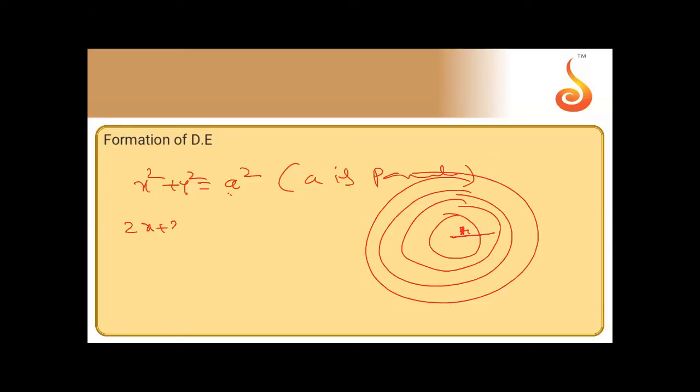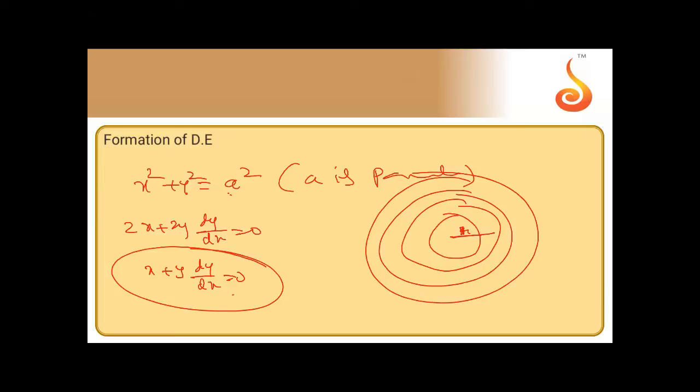2x plus 2y dy by dx equal to 0. That means the constant is already eliminated. x plus y dy by dx equal to 0. This is a differential equation. You can only eliminate a. Once you differentiate, automatically the constant is eliminated. So this is the required differential equation. Clear now? That is one example. Once you differentiate one time, if the constant is eliminated, don't go further. Just leave it there.